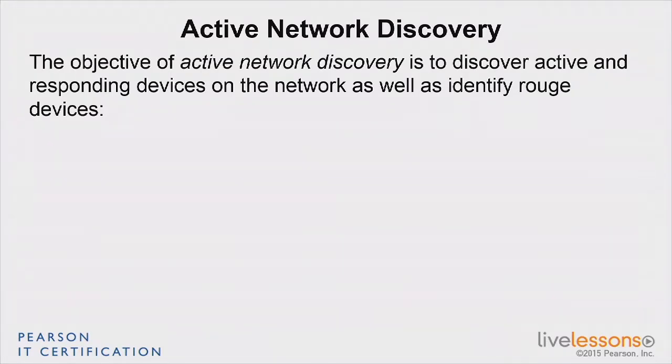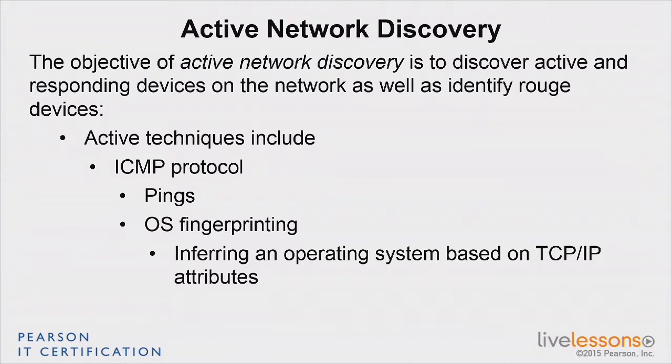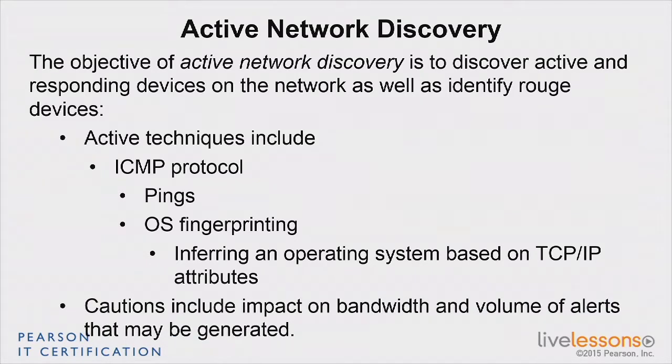The objective of active network discovery is to identify active and responding devices on the network, as well as to identify rogue or unauthorized devices. Active techniques include using the ICMP protocol to ping, to issue the ping command to see what devices respond, and to use the ICMP protocol for OS fingerprinting. Now, OS fingerprinting is when we infer an operating system based on TCP/IP attributes, such as the initial packet size, the initial time to live, or TTL, the window size, and the maximum segment size. Now, caution, when you're doing active network discovery, there may be an impact on bandwidth, and a volume of alerts may be generated if you're using alerts either on your firewall or even an IDS or IPS system.